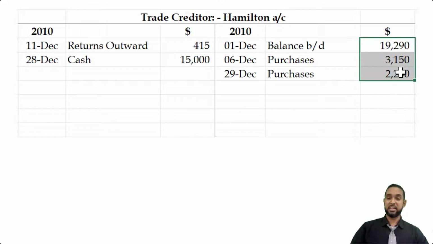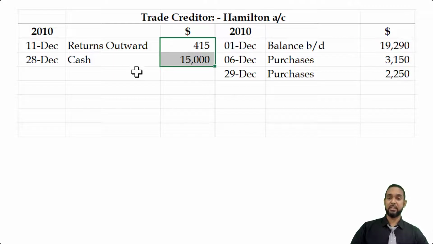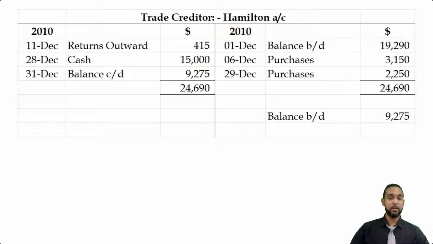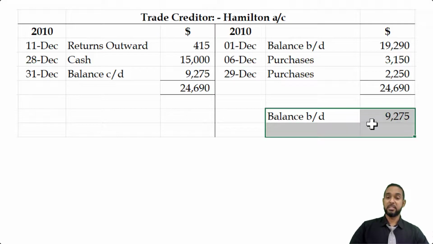So clearly this side has a greater total than this side. So this debit side will need the balance to be carried down from that side. Of course, now when you add up both columns, you get the same total, and when you bring the balance down on the credit side, you're good to go. And again, this makes sense because Hamilton is a creditor. A credit is a liability, and liabilities have credit balances.